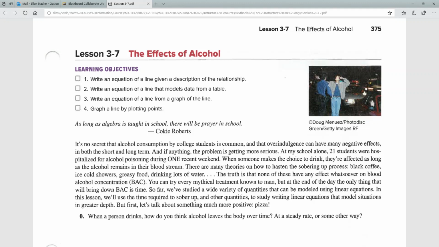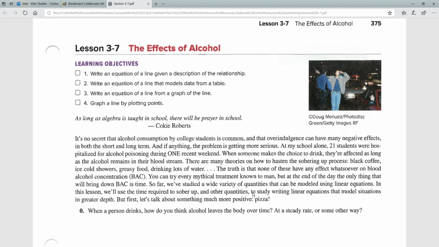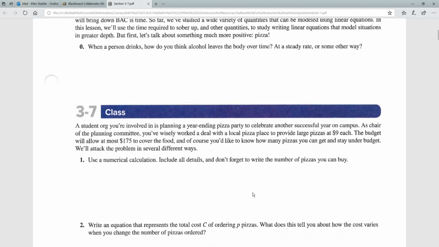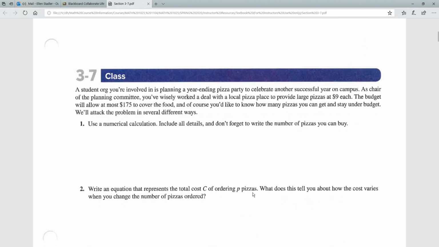We are going to go over lesson 3.7, the effects of alcohol. This is learning about slope-intercept form and linear modeling. It is found on page 375 of your book. We're going to move down to where it says 3.7 class. We're going to start right into the problems.